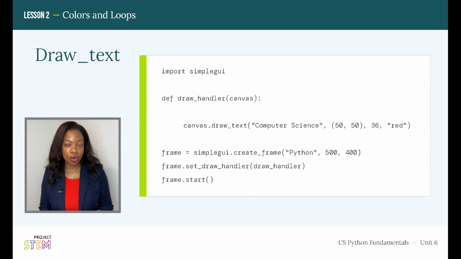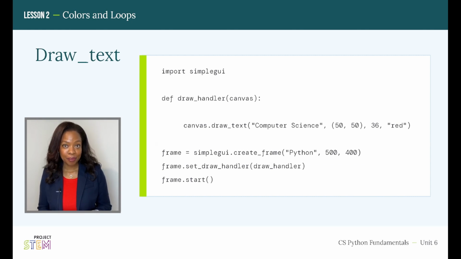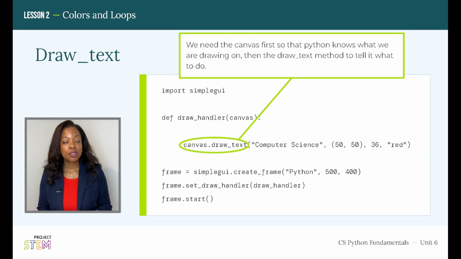Here we have our starter code. We import our Simple GUI module, and we have similar code as our last lesson. We have a function draw handler. We set up the frame called Python that is 500 pixels wide and 400 pixels high. And then we start the drawing. Inside of the function is where we place all the code that we want to run on the canvas. So we do canvas.drawText. We need the canvas first so that Python knows what we are drawing on. Then the drawText method to tell it what to do.